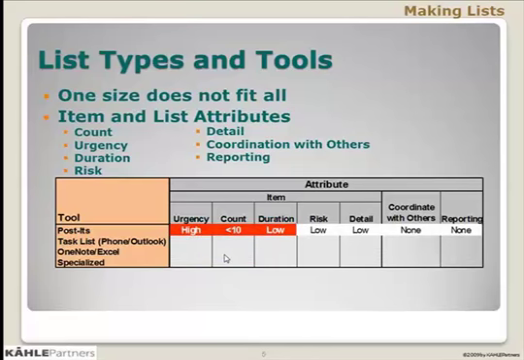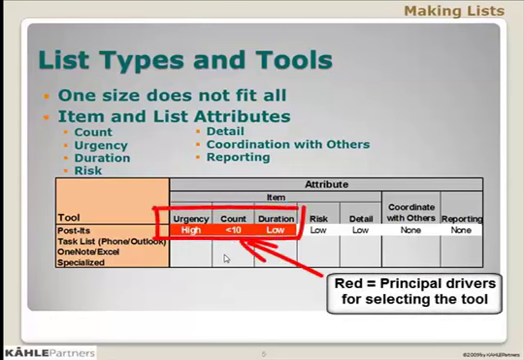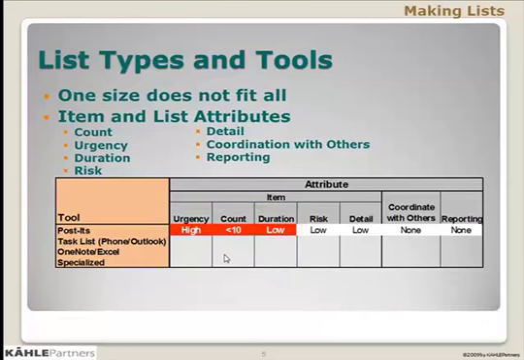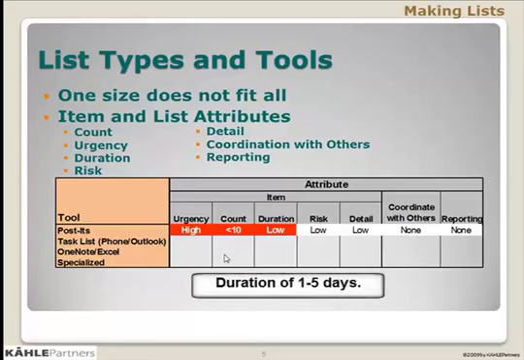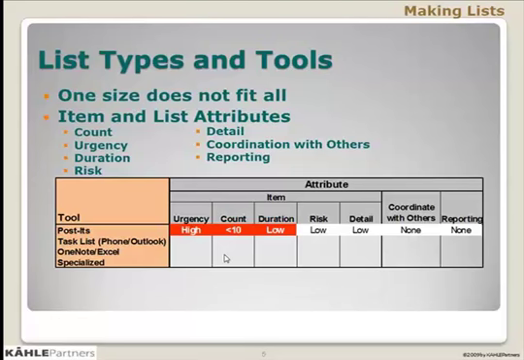So what's interesting is to look at how the attributes break out across each one of them. Now, what I have here in red are the principal reasons why we choose a given tool. So for Post-it notes, the urgency of the issue, the fact that we only want to track a small number of them, and the fact that those issues aren't going to be around very long because we're going to knock them out are the principal reasons why we choose Post-it notes. While Post-it notes allow us to manage some risks and to capture some detail around a given item, that's really not why we chose a Post-it note. And Post-it notes are useless for coordinating with others and reporting.